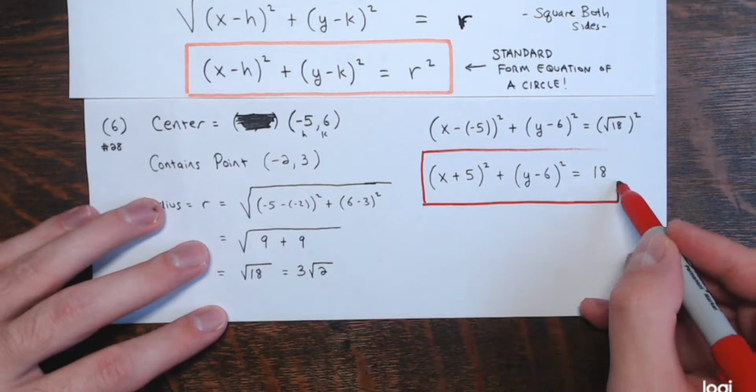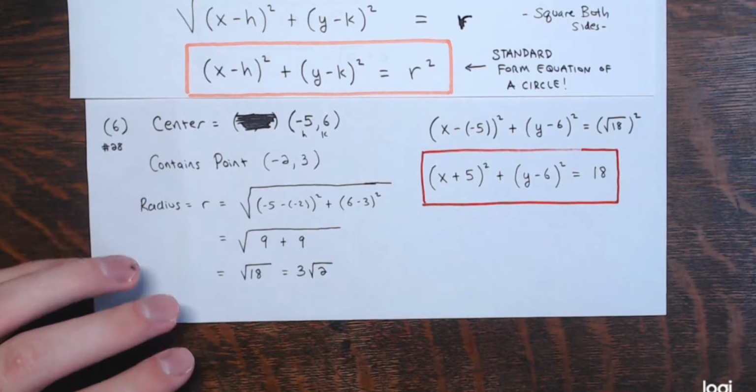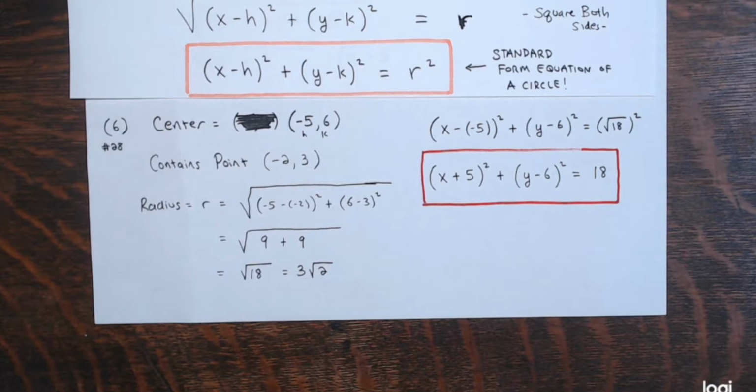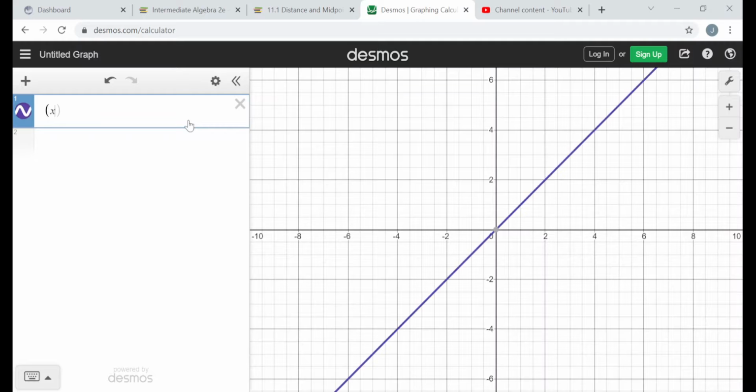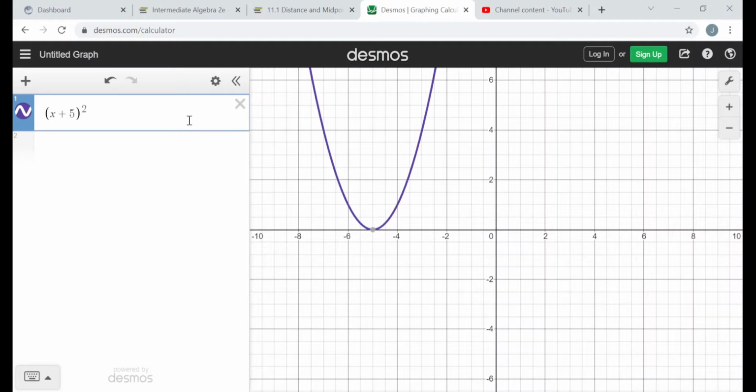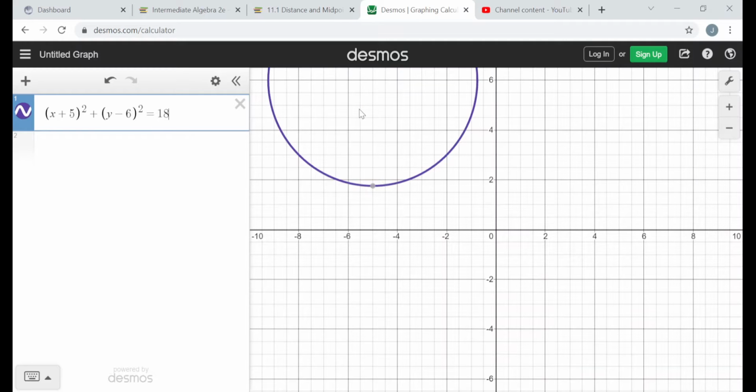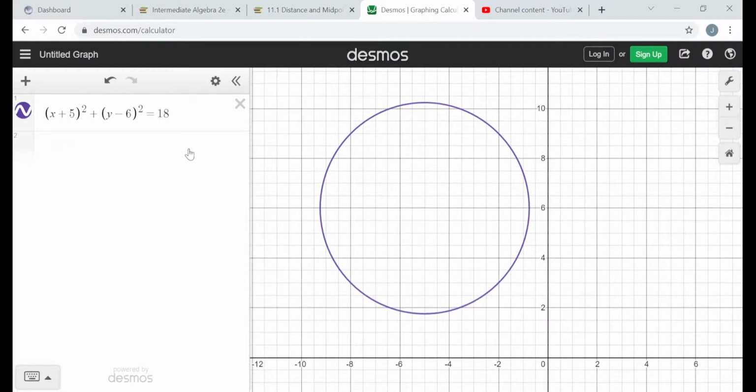Now, once again, I will take this to the Desmos calculator and check it out. So the equation we ended up with there was the quantity x plus 5 squared plus y minus 6 squared equals 18. Alright, and the center, let me plot the center again. The center was negative 5, 6, negative 5 comma 6. You see that's definitely in the center of everything.